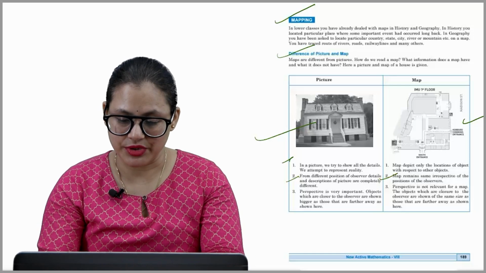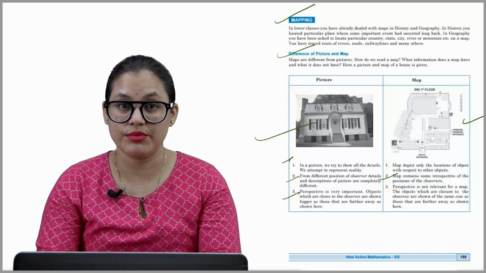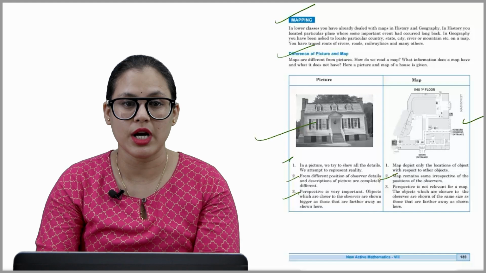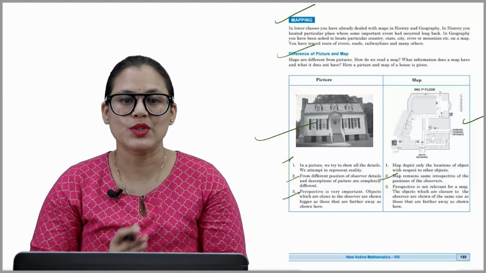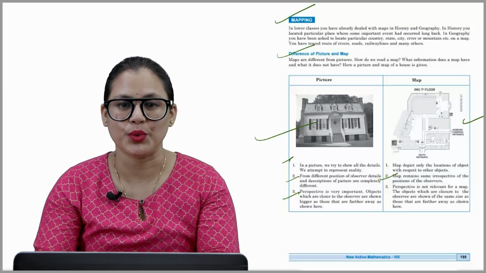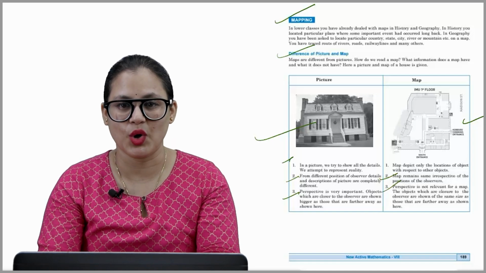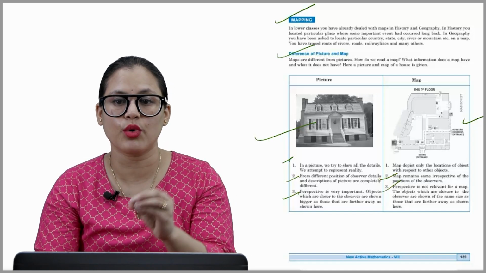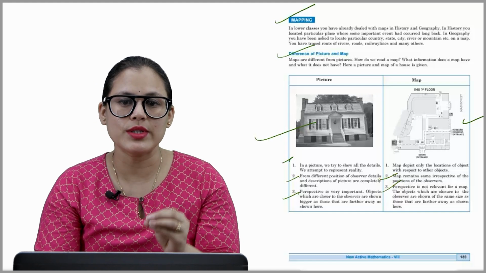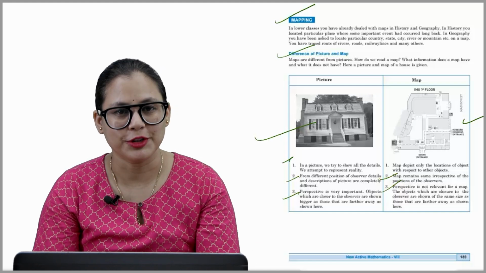And number 3, perspective is very important in a picture. Objects which are closer to the observer are shown bigger than those that are farther away, as shown here. And in a map, perspective is not relevant. The objects which are closer to the observer are shown of the same size as those that are farther away, as shown here, right?